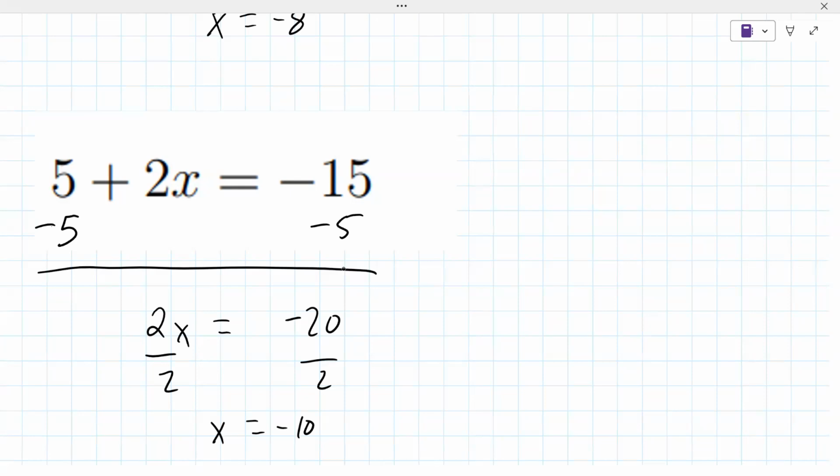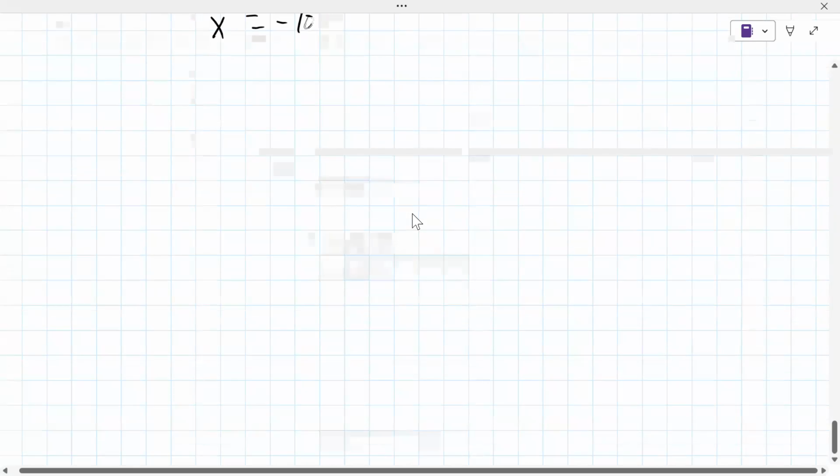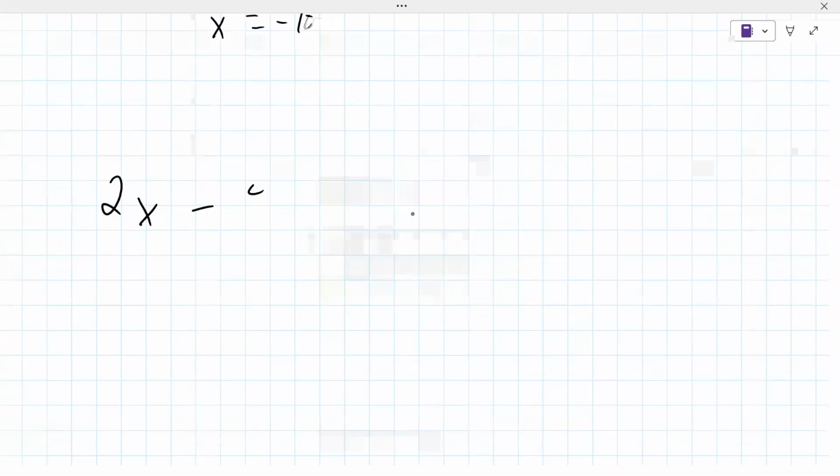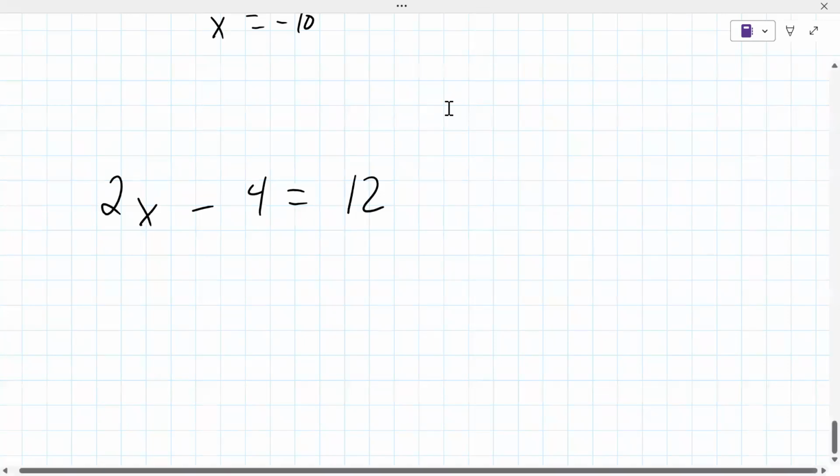All right. Let's have you try another one here. Let's try this one. 2x minus 4 equals 12. Could you solve that for me? X equals 8. Yeah, now why do you think you're able to do this one so quickly?